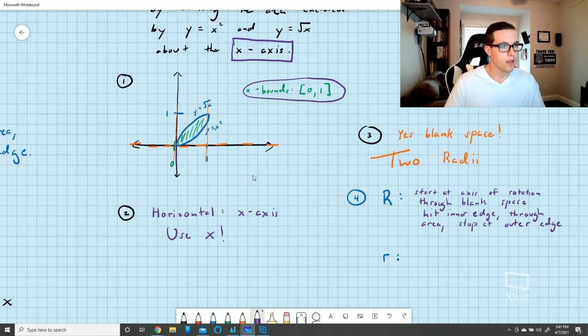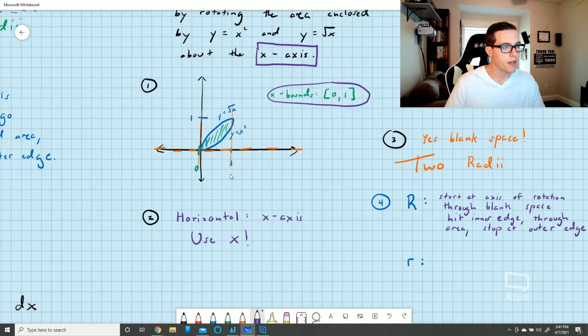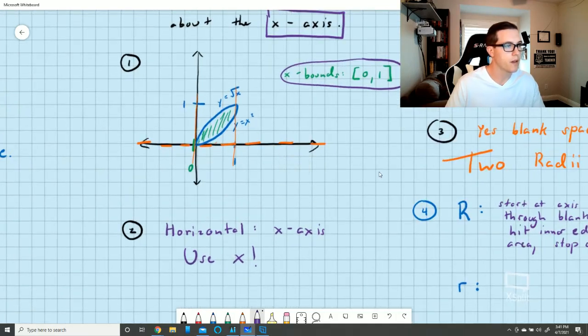Okay, it's a lot, but I'm trying to be very specific because these can get a little weird. So here we go. Start at the axis of rotation. Through blank space, hit the inner edge. Through shaded area, hit the outer edge and stop.